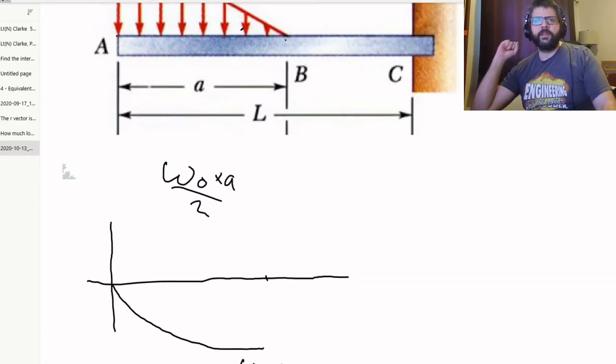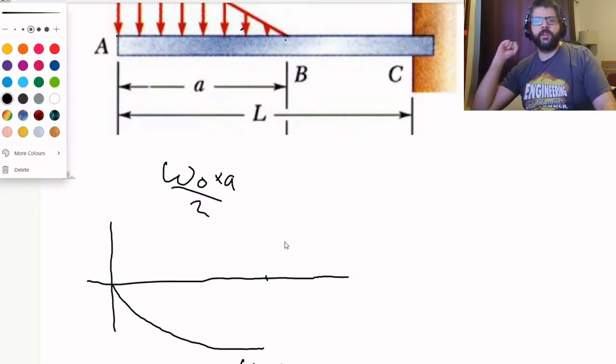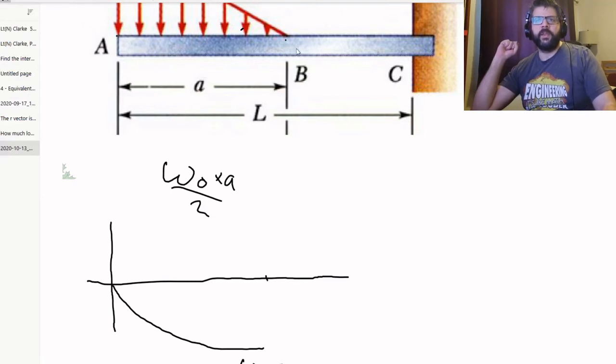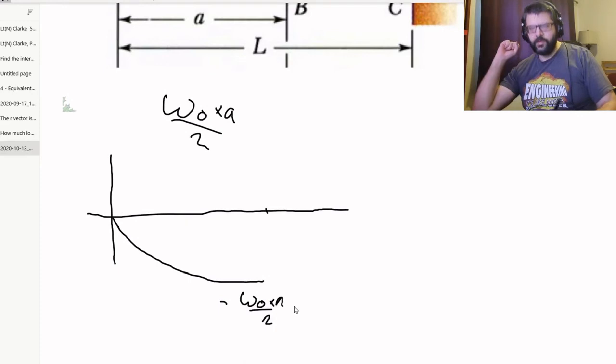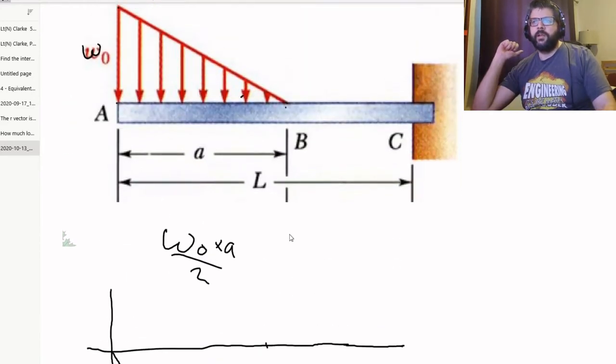So that's how the shear diagram changes between A and B, and then from B to C. Let's just continue drawing that out. Then from B to C, it's just going to be constant. And then at the very end, we're going to have a reaction.